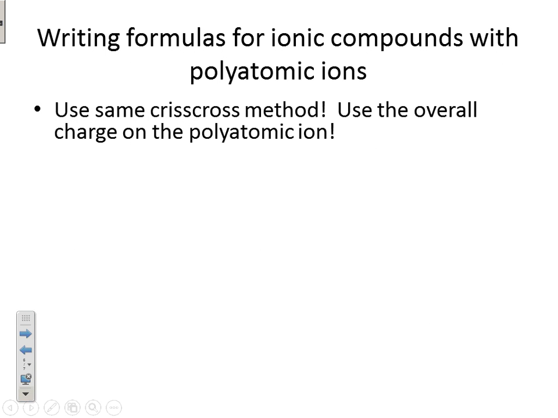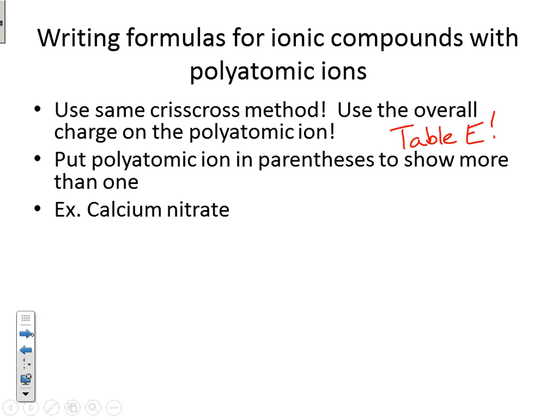What about if we have a polyatomic ion? We use the exact same process, literally the exact same process, but now we're using table E to get the charge on the polyatomic ion. Table E is your friend. Table E tells you formulas and charges, so table E is a good thing. So if we have more than one polyatomic ion, we use parentheses. Put the polyatomic ion in parentheses if we have more than one of it.